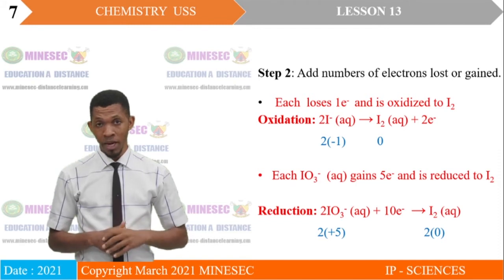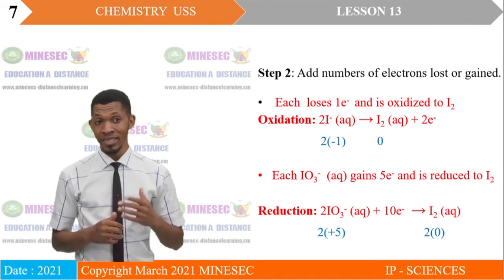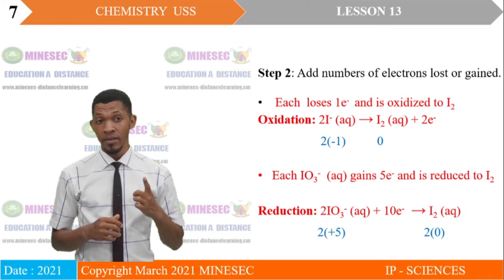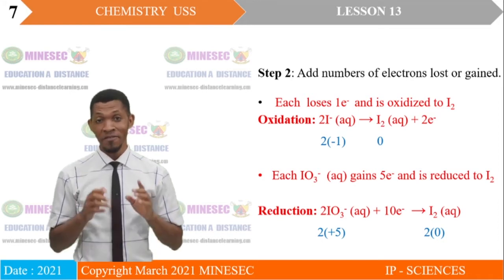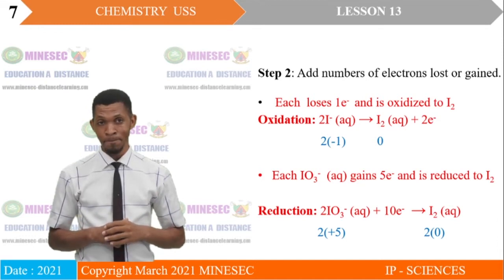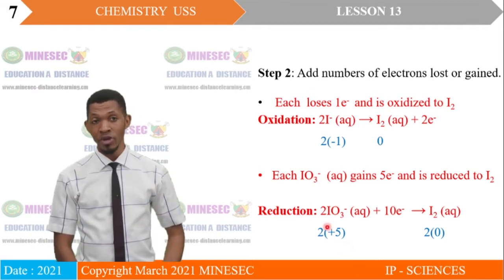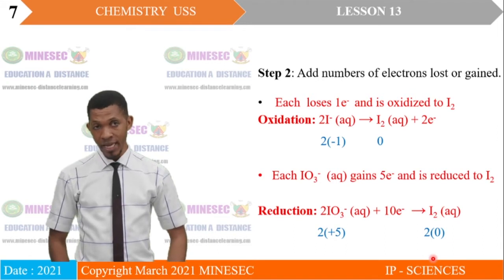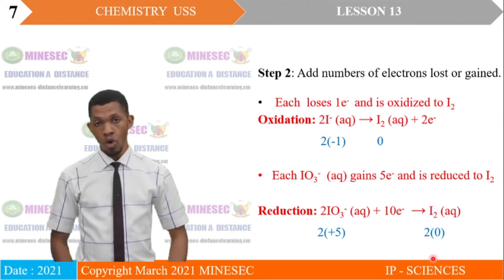For the oxidation number of iodine to decrease from plus 5 to 0, each iodine atom will gain 5 electrons. And since there are 2 atoms of iodine in an iodate radical, 10 electrons will be gained. And so the reduction equation will become 2 iodates plus 10 electrons giving 1 iodine.